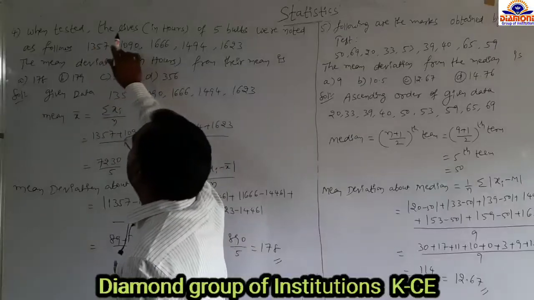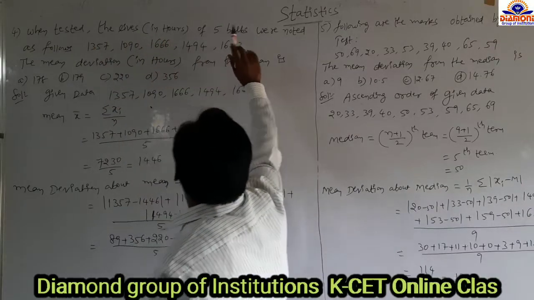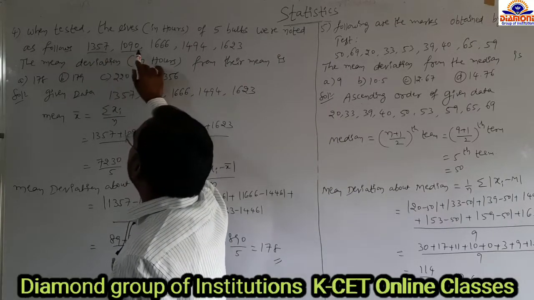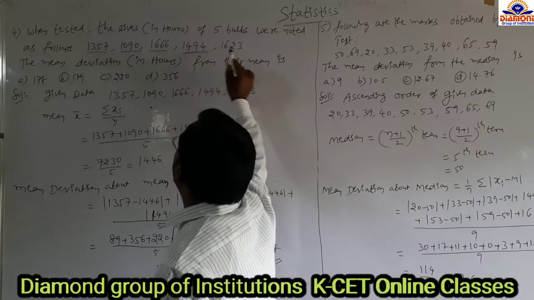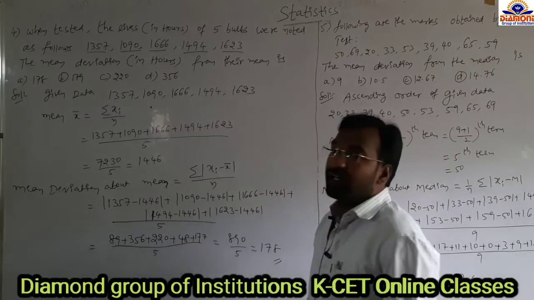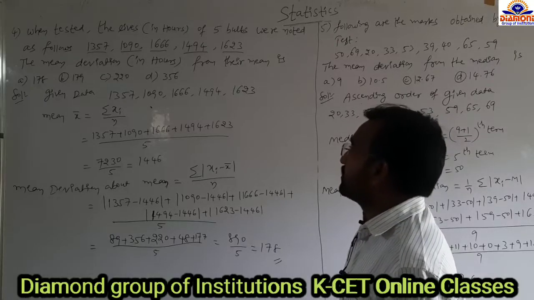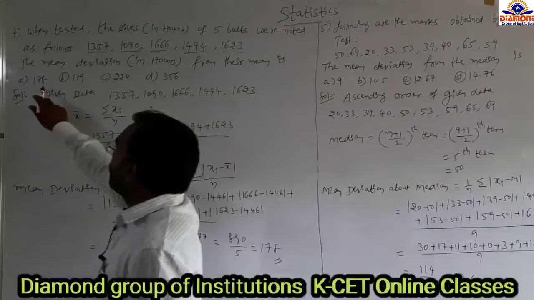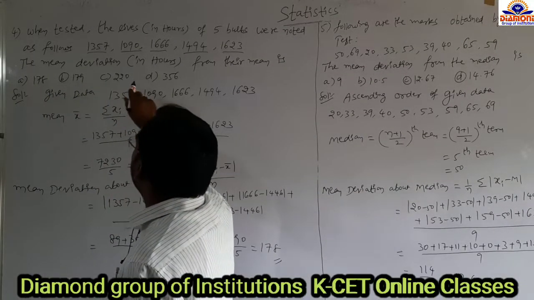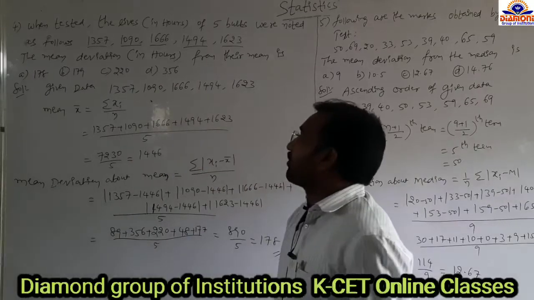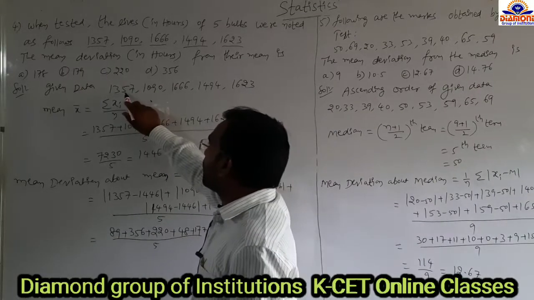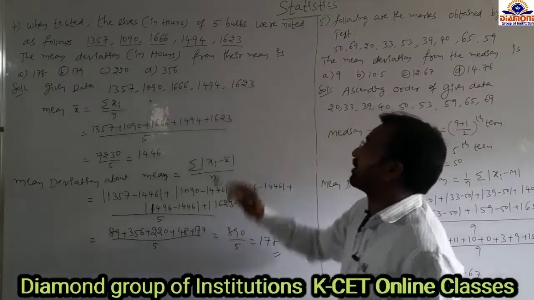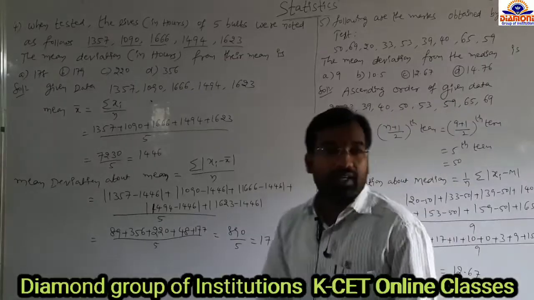When tested, the lives in hours of 5 bulbs were noted as follows: 1357, 1090, 1666, 1494, 1623. The mean deviation from their mean is: you have to calculate the mean deviation about the mean. Option A 178, option B 179, option C 220, option D 356. So first, what is the given data? 1357, 1090, 1666, 1494, 1623. Total 5. So first calculate the mean.